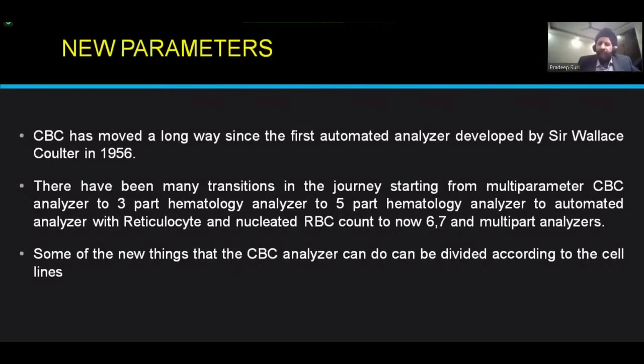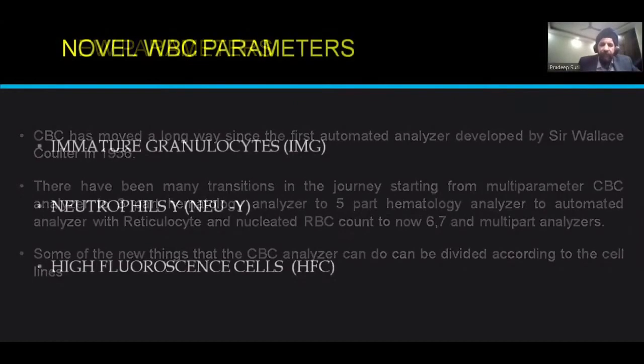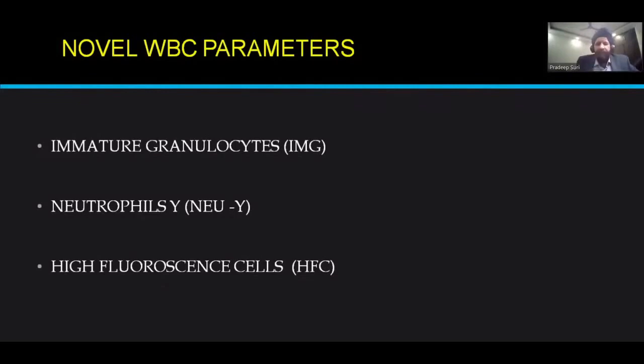Some people are giving 6-part, 7-part, and now even multi-part analyzers. So the list is just endless. But broadly, all the new parameters that are available on the modern analyzers are still broadly classified according to the cell lines, that is RBC, WBC, and platelets. Since the topic is on the novel WBC parameters, I'll be covering some interesting new WBC parameters which I feel have got a lot of clinical relevance and a lot of traction in today's diagnosis. So broadly, I'll be covering 3 parameters.